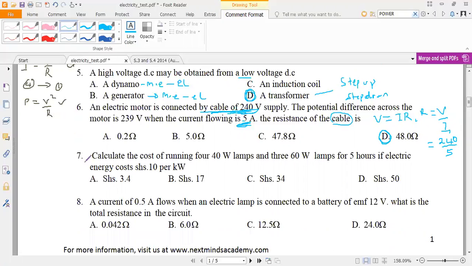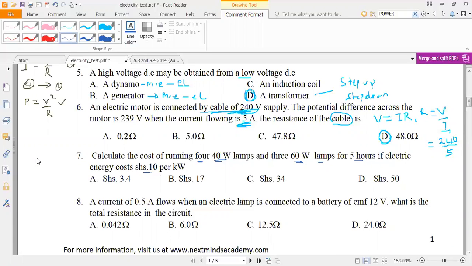Number 7 asks us to calculate the cost of running 4 40-watt lamps, 4 of them, and 3 60-watt lamps for 5 hours if electric energy costs 10 shillings per kilowatt.